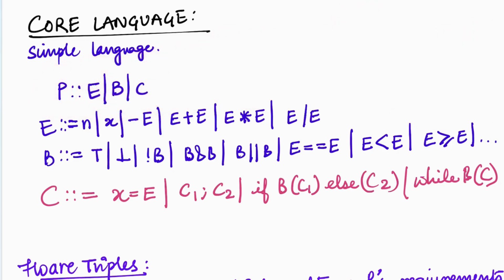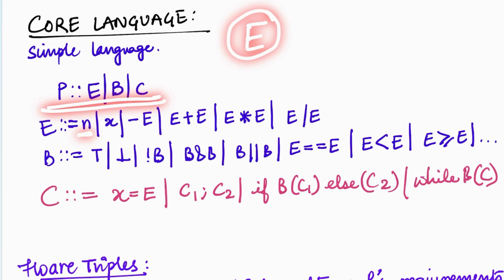Now that we've broken this down, let's talk about E. E is the expression. It can be a constant, it can be a variable, it can be negative, it can be positive, it can be multiplication. Basically, this is addition, this is another sort of expression that you can express.